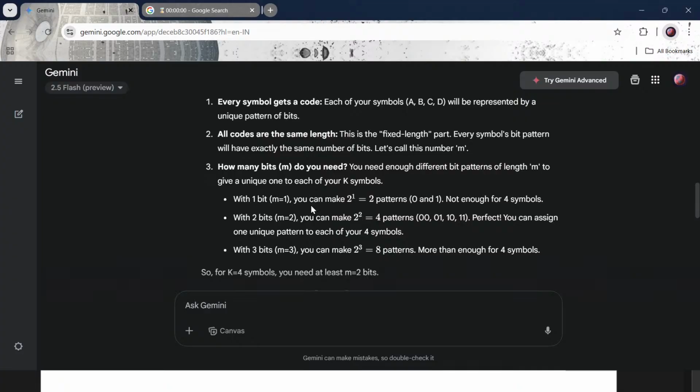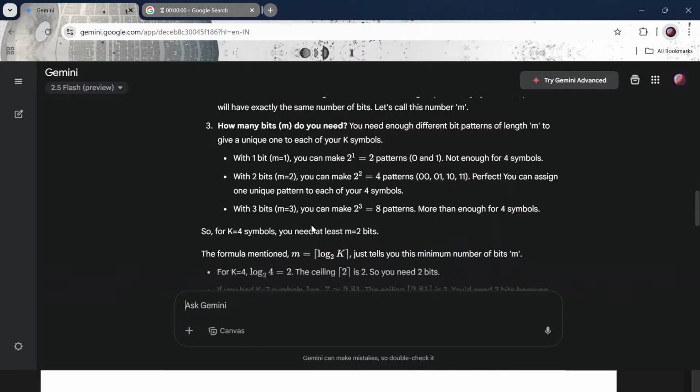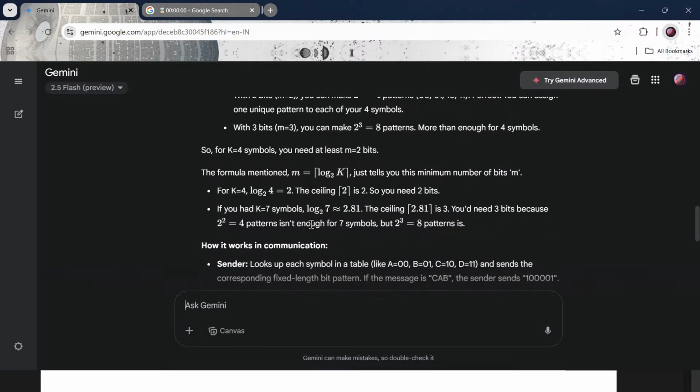With one bit, you can make 2 to the power 1, two patterns, 0 and 1. Not enough for 4 symbols. With 2 bits, 2 to the power 2 is 4, perfect. You can assign one unique pattern to each. Okay, so for k equals 4, you need at least m equals 2. The formula mentioned, log2 k, just tells you the minimum number of bits.